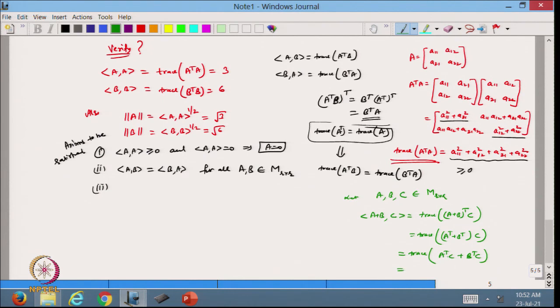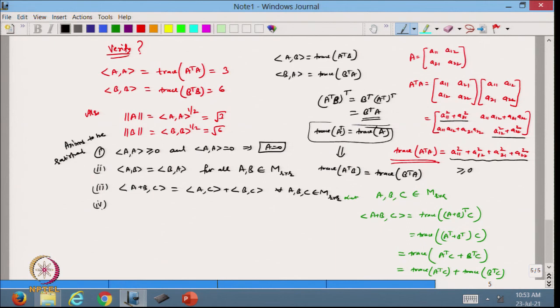So I am just taking two matrices and adding, then finding the trace, then it is the same as taking the trace of A transpose C plus the trace of B transpose C. So from here you can say that the inner product of A plus B with C is equal to the inner product of A and C plus the inner product of B and C. This is true for all A, B, C belonging to the vector space of matrices R cross R.